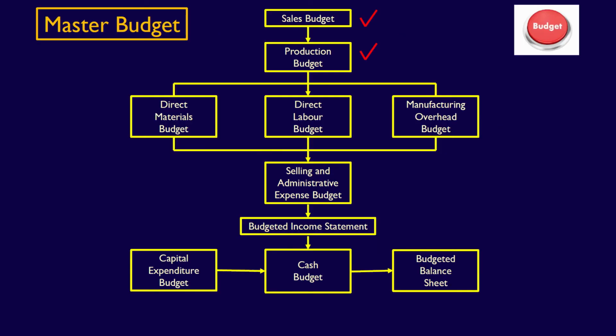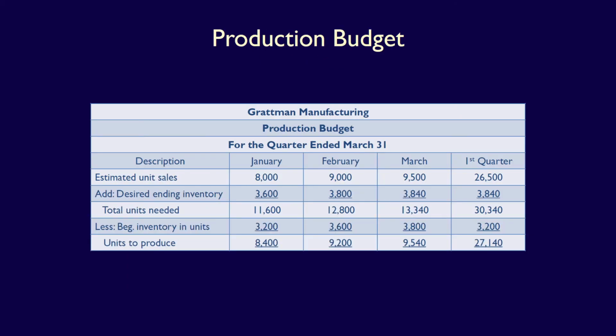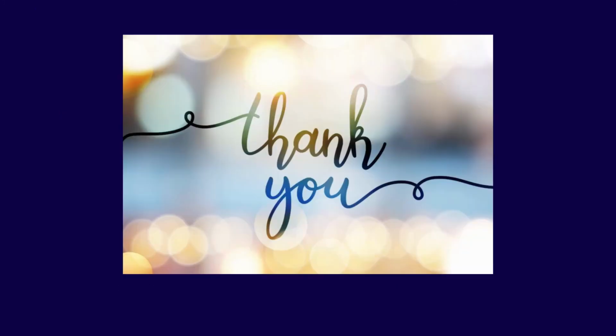We have now completed the second operating budget in the master budget process, both the sales budget and the production budget. We can now take the information from the production budget with the number of units to produce, and we can prepare the direct materials budget. But we'll do that in a future video.